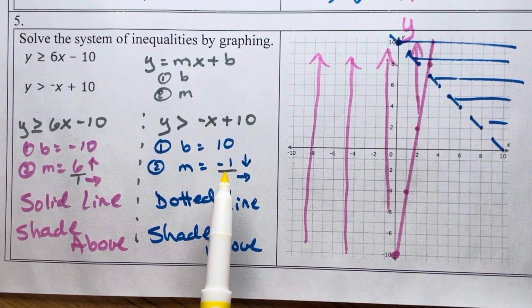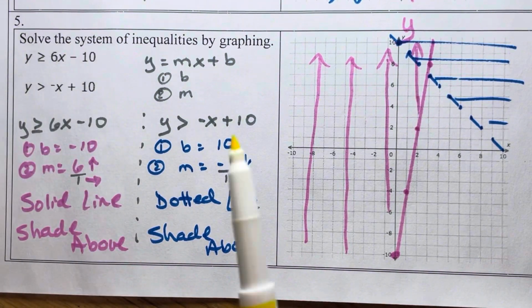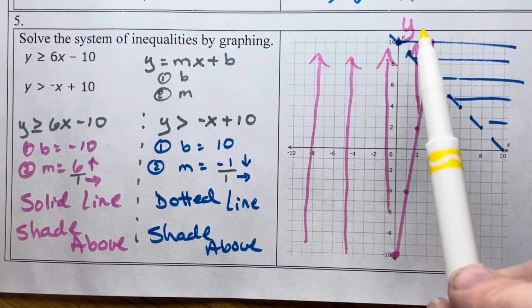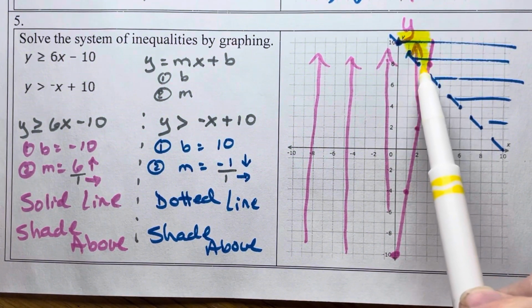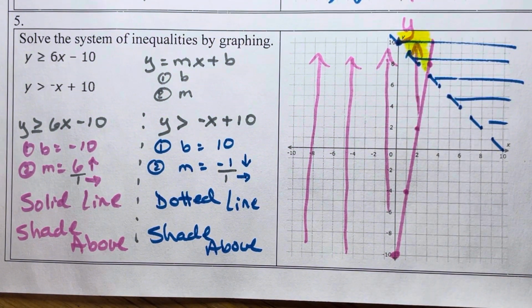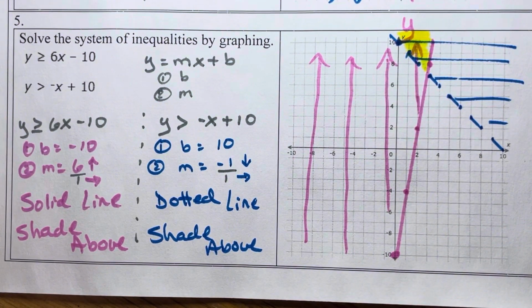Anyways, we are always looking for the system solution to be where the colors overlap, which is going to be all the way up here in this tight little region there at the top of your graph in just this little wedge right there, because that's the only place that your colors overlap. And there you go.